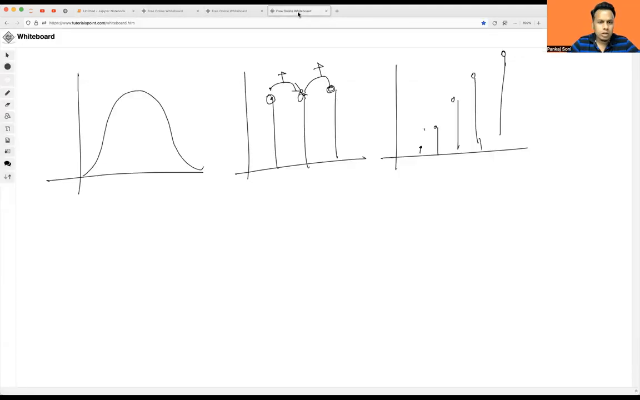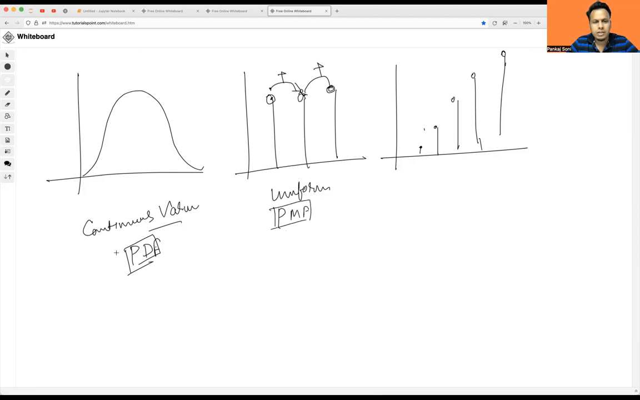Whenever you talk about continuous values, you will always have PDF, that is nothing but probability density function. Whenever you talk about discrete uniform distribution, instead of PDF, you will be calling it probability mass function. Okay, that's the only difference. This is PDF, this is PMF.